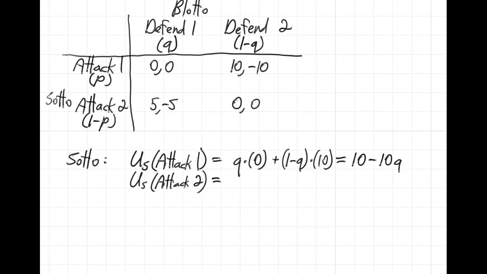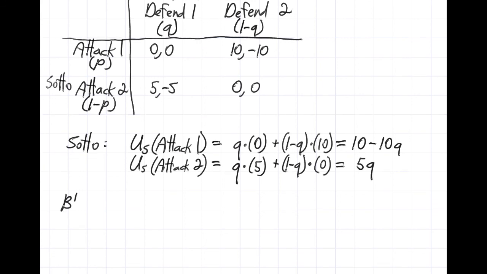And let's do the same thing considering if Sotto attacks City 2. Again, with probability Q, Sotto will gain 5. And with probability 1 minus Q, there will be no change, so he'll get 0. So the net result is 5Q. So these are the payoffs to Sotto under the two choices he has. Let's go through the same reasoning for Blotto. Maybe you should pause the video right now and try to work this out for yourself. What is the expected utility for Blotto for the two choices Blotto has?